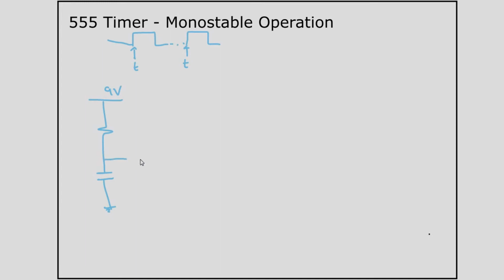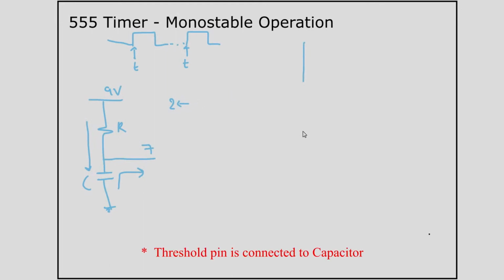And this point we will give to the discharge pin, that is pin number 7. So it will charge slowly through a RC network and immediately discharge into the discharge pin. So this is R and this is C. Here the trigger pin, pin number 2, will be an external input. So it should be maintained high. So let us try to understand with a waveform.